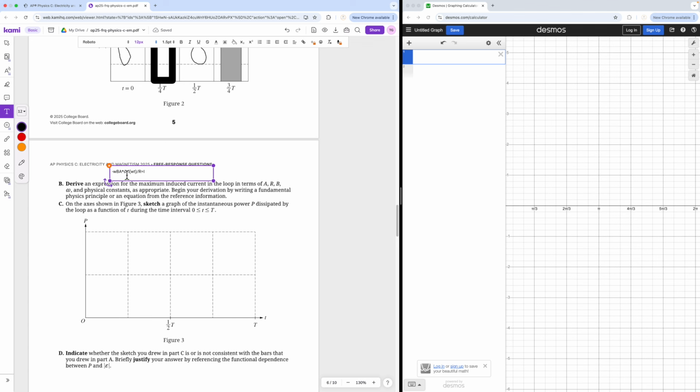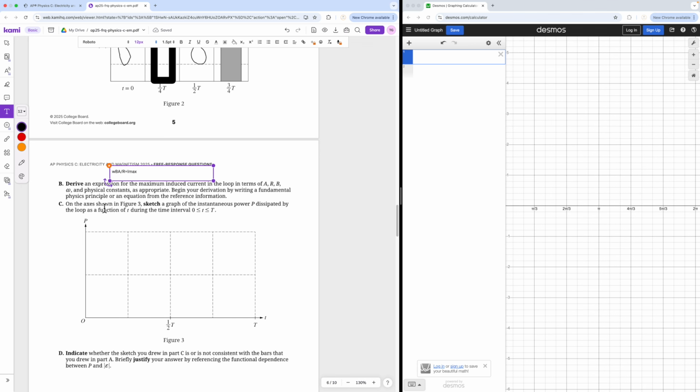And the maximum current is dependent on whatever sine of omega t is. The maximum value of sine omega t is 1. Well, it can be negative 1, and we can cancel out the negative. So we remove this, and there we go. Your I max, I'm going to write I max. The maximum current you can have is omega BA divided by R. And that's your answer for question B.